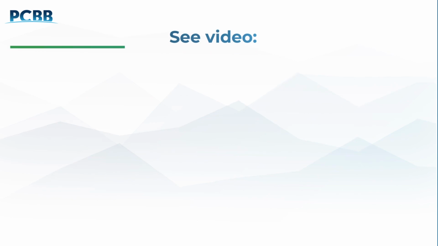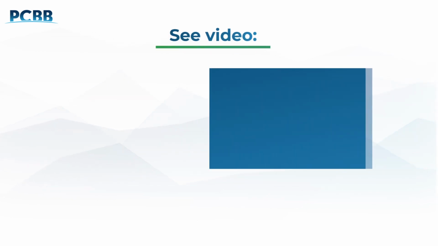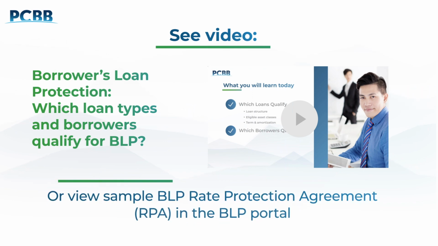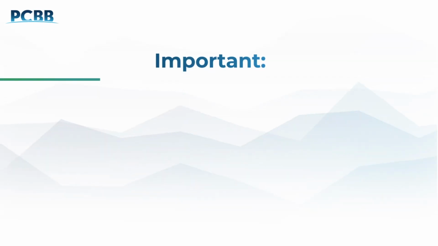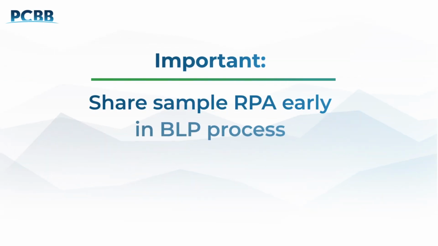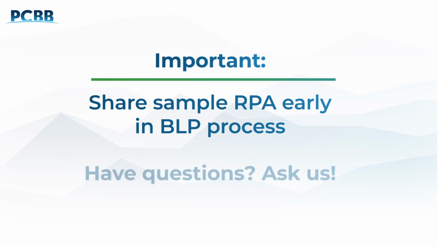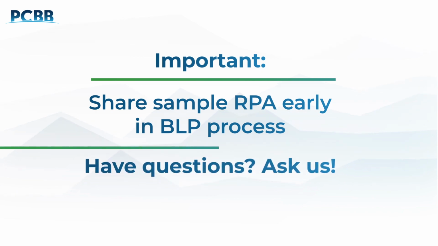However, for a reminder of ECP qualifications, please see the video, Borrower's Loan Protection, which loan types and borrowers qualify for BLP, or view the ECP criteria in a sample BLP rate protection agreement, which you can find right in this BLP portal. In fact, it's also important to provide a sample RPA to your borrower early in the BLP process, so the borrower is familiar with the agreement and so that we can address questions your borrower may have before the closing date. If you need assistance, let us know.